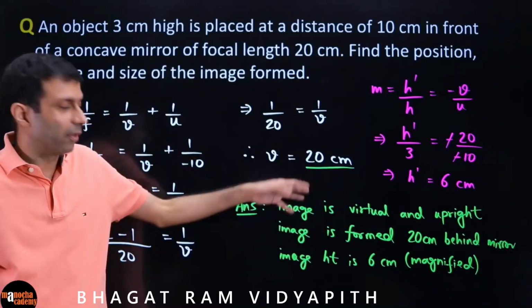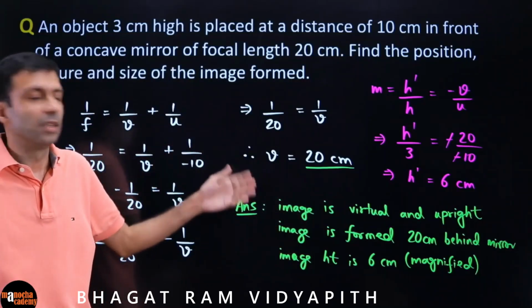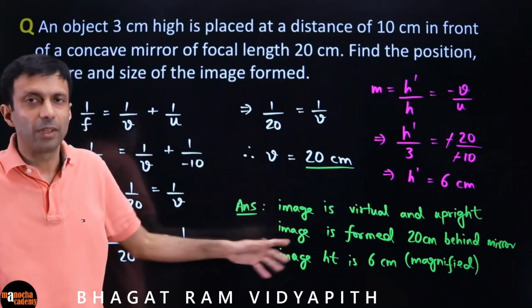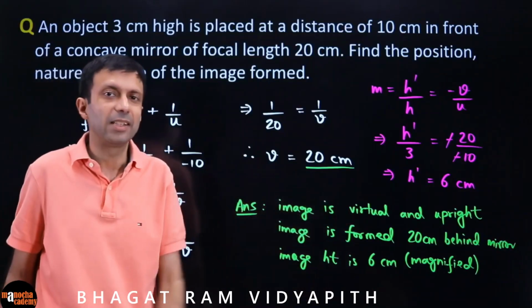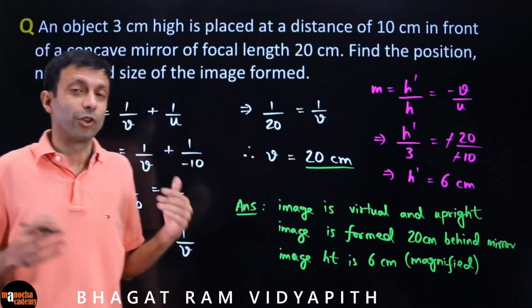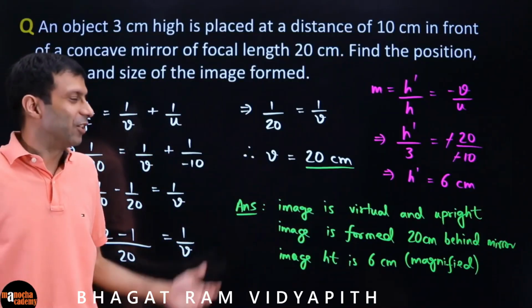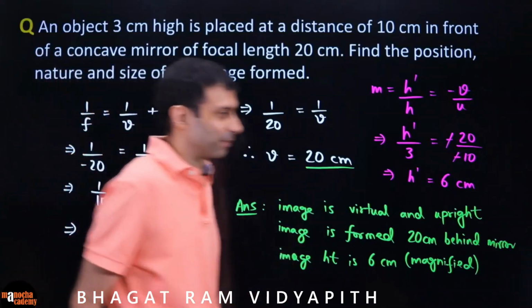So of course you guys can write it in a different way also. You can say the image is virtual, erect, magnified, then give the details, whatever format you're following in school, but you must give all the details about the image that you have found or you have been asked to find. Clear? So this is how we solve these questions.